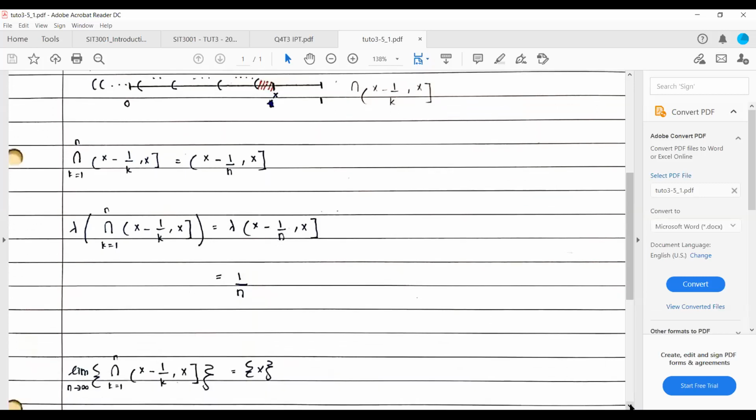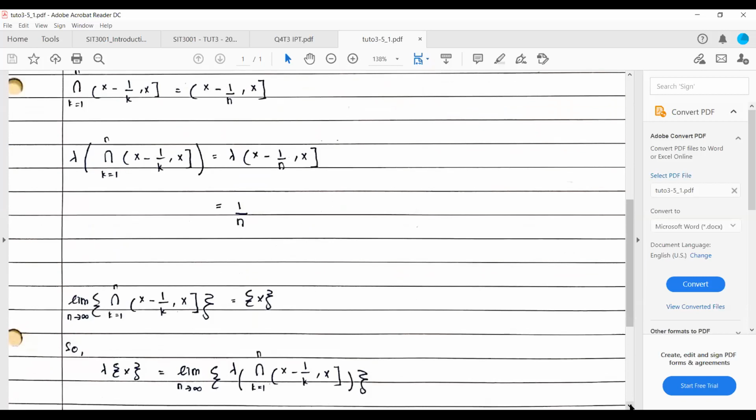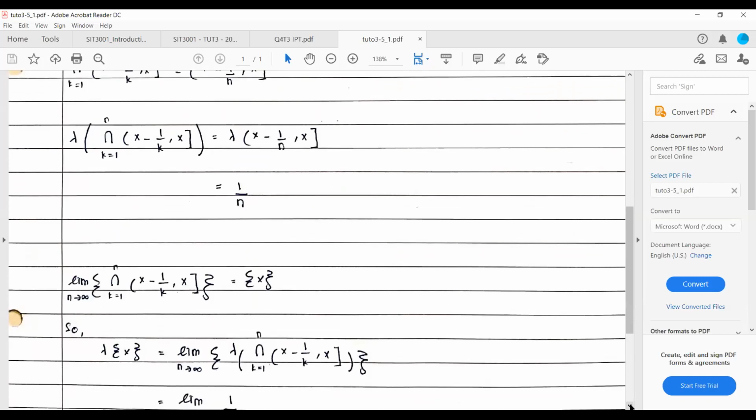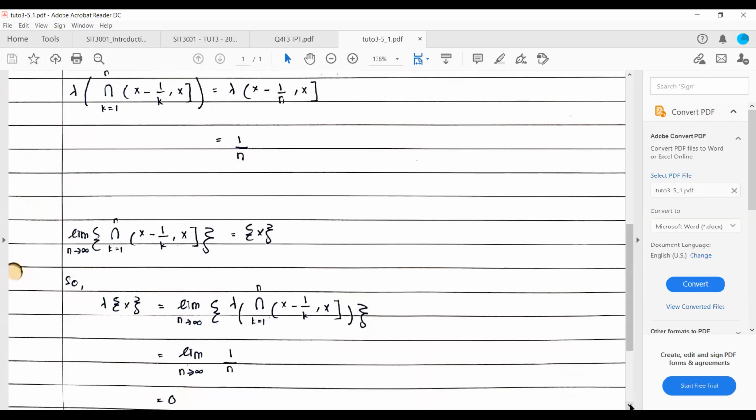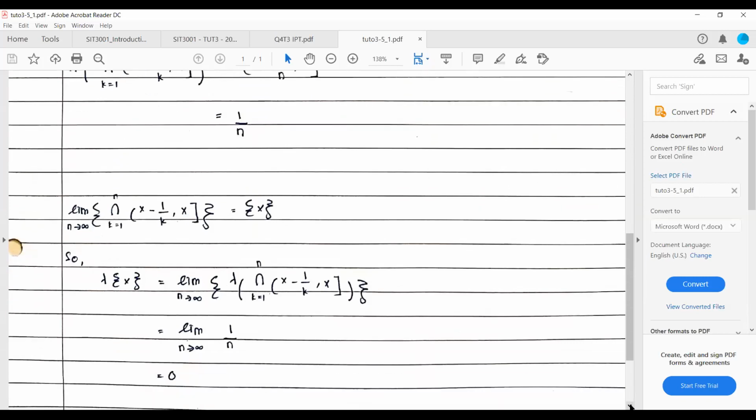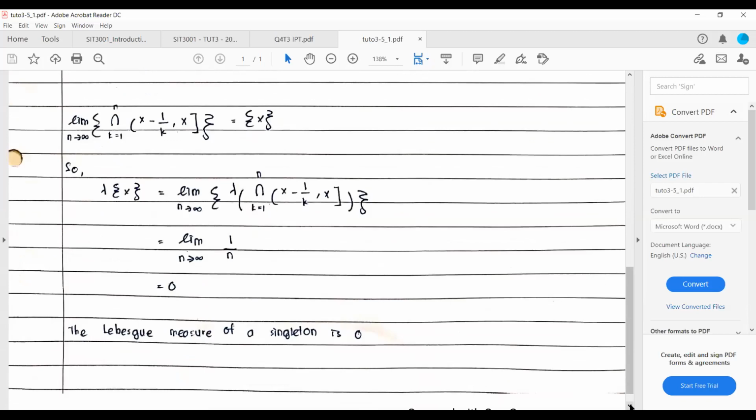Okay. So then the question asks about the singleton x. The singleton x is equal to the limit of the intersection of the intervals. So lambda of singleton x is equal to lambda of the intersection of the intervals, which is the limit of 1 over n. So it is equal to 0. So we can say that the Lebesgue measure lambda of the singleton x is defined and lambda of singleton x is equal to 0. Okay, good.